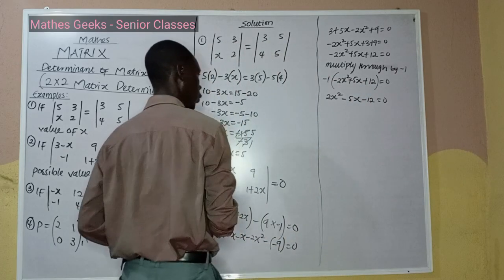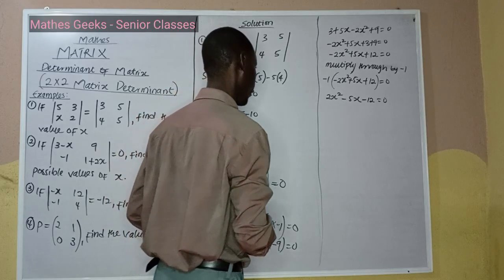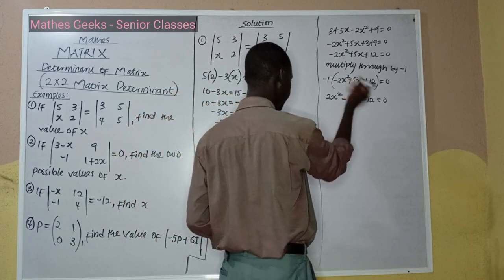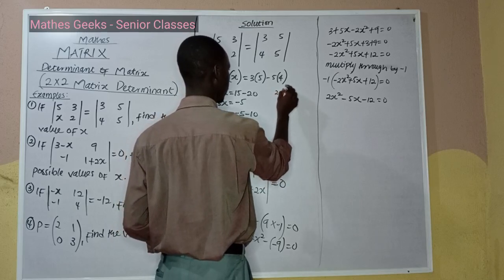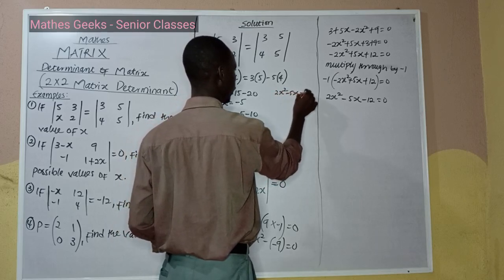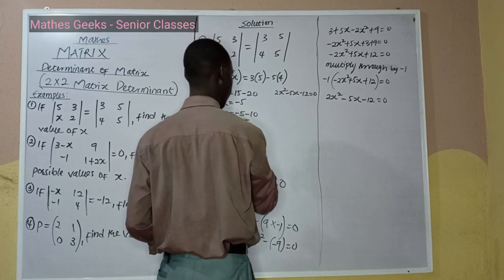Now we have a quadratic equation to solve. So we're going to come back here and say 2x squared minus 5x minus 12 is equal to 0.